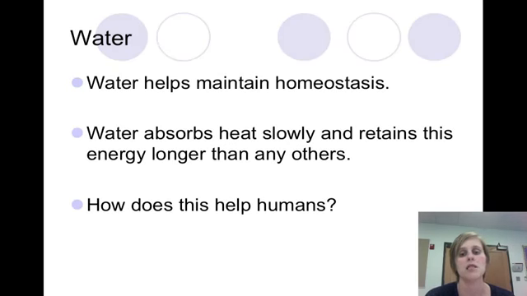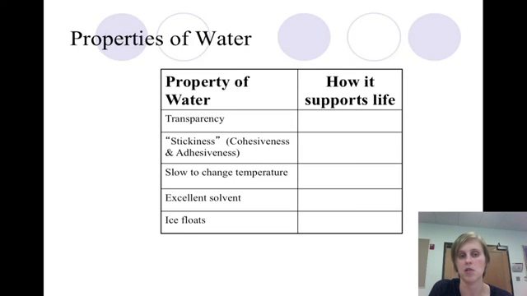Water is important because it helps maintain homeostasis. Homeostasis is a balance, keeping things balanced in your body, making sure everything's working the way it's supposed to be working. Other things about water, it absorbs heat slowly and retains its energy longer than other substances. And how does this help humans? We'll talk about that as we go along.